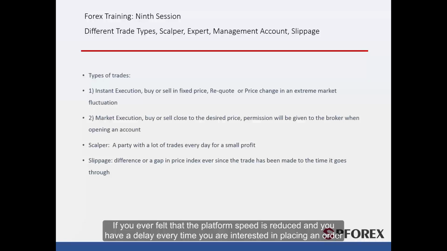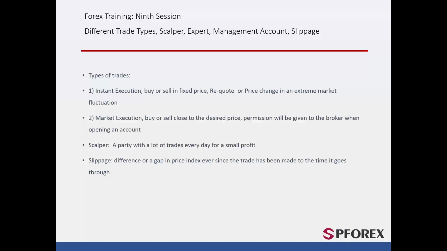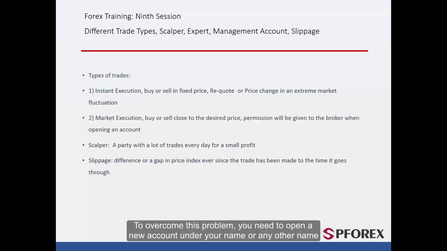If you ever felt that the platform speed is reduced and you have a delay every time you are interested in placing an order, it is possible that your account has been changed to a slippage type. To overcome this problem, you need to open a new account under your name or any other name. If you are still facing the same problem, you should look for a new broker, because it is possible that all accounts that you have been working with have been changed to this slippage type.